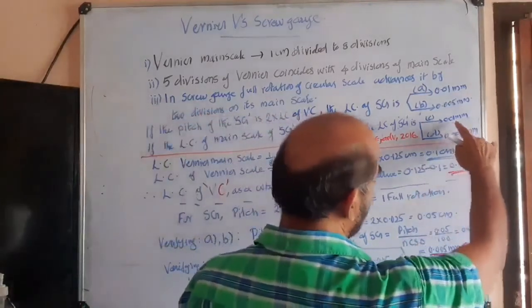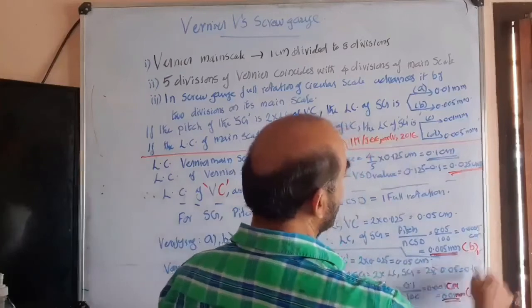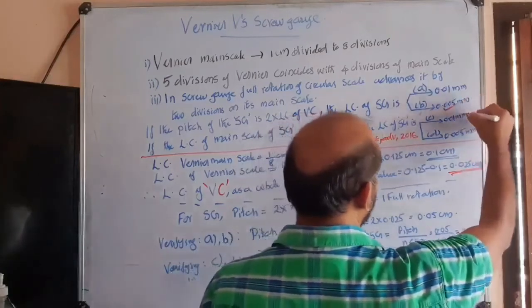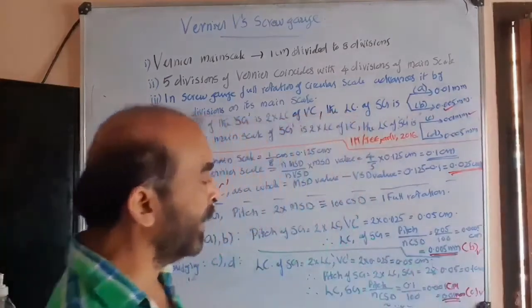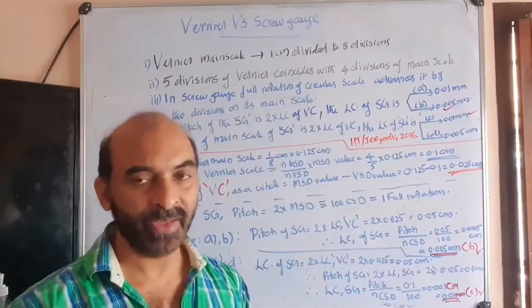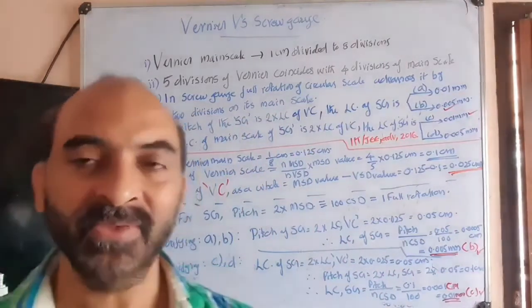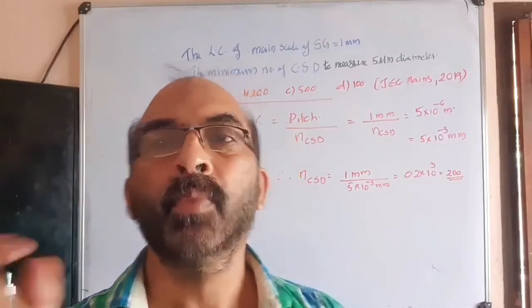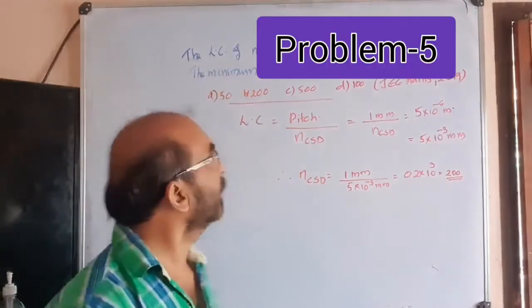C is again correct. B is correct. B and C are the correct answers. A and D are the wrong answers. Okay, so there are 2 answers for this question. Now the next problem.